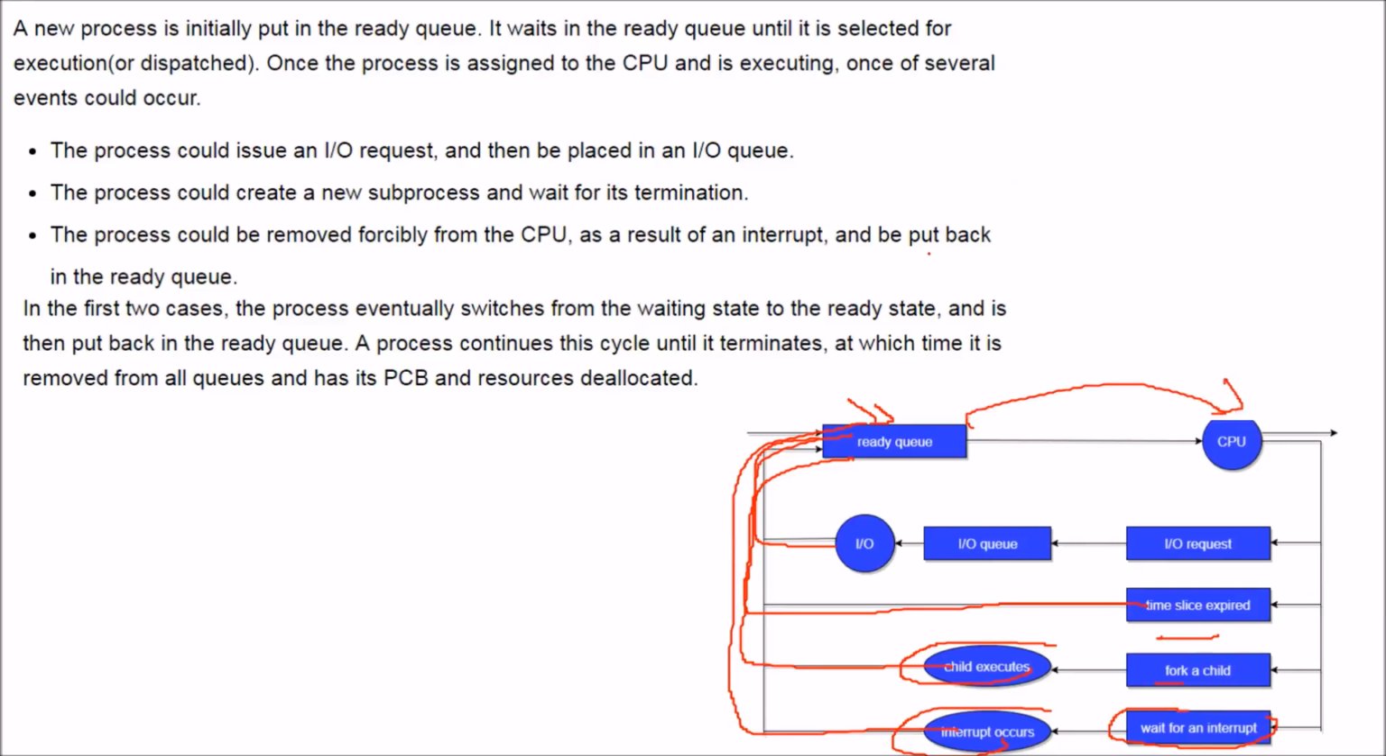So in these first two cases, the process eventually switches from the waiting state to the ready state. That is, it is waiting for some input-output request or something else, and then it is put back in the ready queue. So the process continues this cycle until it terminates. At this time, it is removed from all the queues, and its PCB and resources are deallocated.